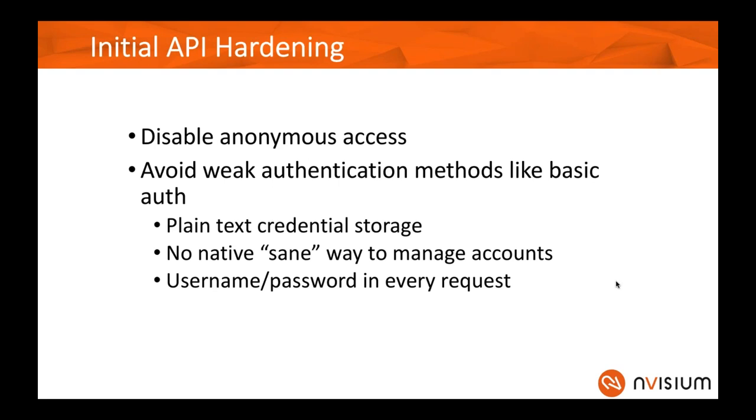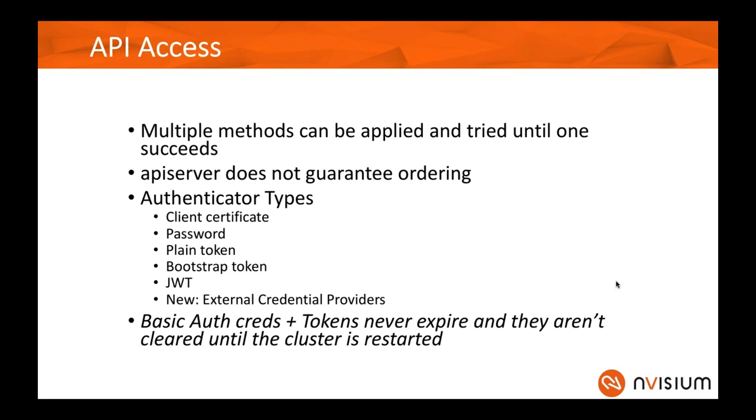Initial API hardening: you want to disable anonymous access and enable RBAC right off the bat. You can enable authentication. You want to avoid the plain text routes like basic auth, which is popular, unfortunately. And there's not really a great way to rotate credentials or revoke them, so really not a huge fan of using basic auth if you don't have to.